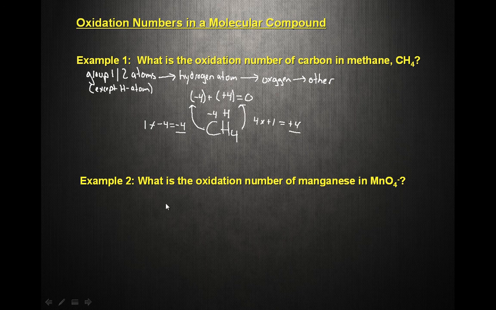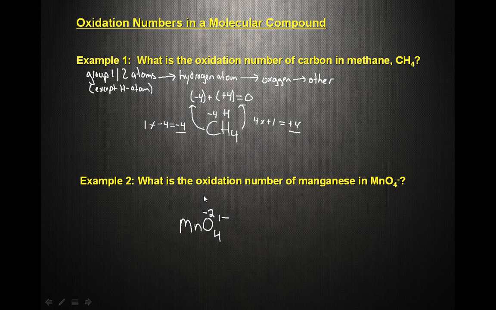What is the oxidation number of manganese in MnO4-? So let's just start here. I've got MnO4 1-. So in this one, whatever I write in for manganese and oxygen has to add up to -1 now, not 0 like above. So I go through my map here. Are there any group 1 or group 2 atoms? No. Are there any hydrogen atoms? No. So now we go to oxygen, and oxygen is going to be -2.